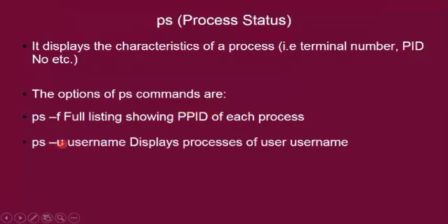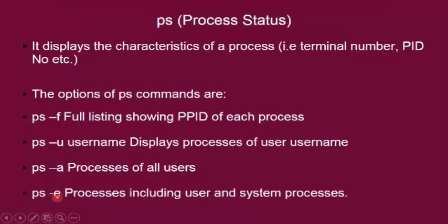The second option is -u. This will display the username. Say I log in as IFDEPT. The different processes related to my particular username will all be displayed by this option -u. Third is -a. This will list out the processes of all the users. You know that Ubuntu or Windows are multi-user systems. If you want all the processes of the users to be displayed, you use this -a option. Then next is -e.